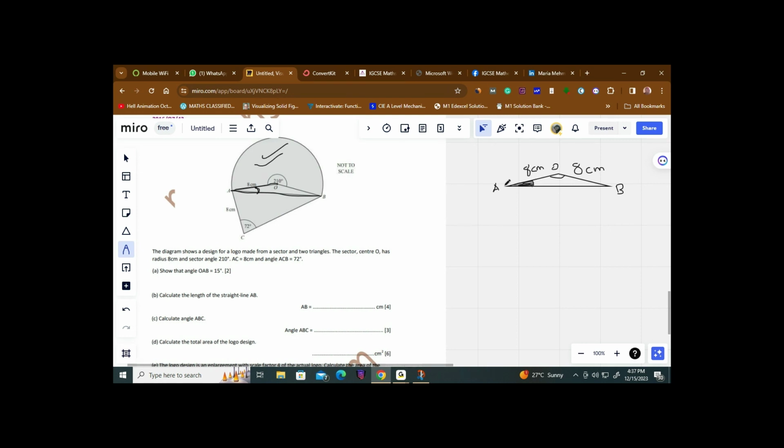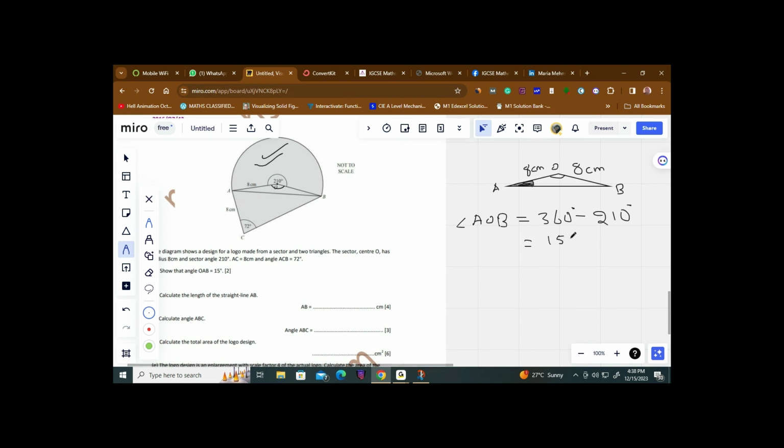So what is the angle AOB here? We need to find this angle first, before finding our OAB. You know that the full angle is 360, yeah? So if you subtract 210 from 360, you can easily find this angle AOB. So 360 minus 210, what does it give? It gives me 150 degrees.